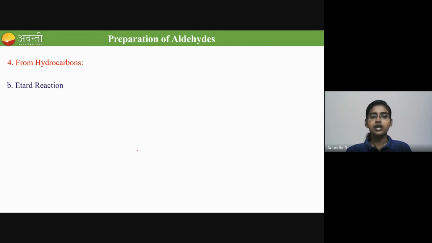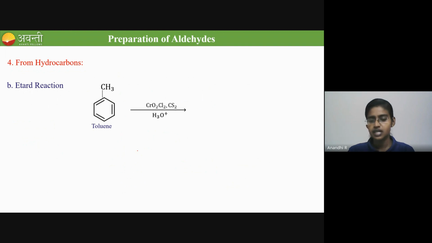Now, how to prepare the aldehydes from the hydrocarbons? The first method we used was ozonolysis, and the second method is the Etard reaction. So what is the Etard reaction? Basically, we take toluene as the reactant. Toluene has the C6H5CH3 component in it, and this toluene on treatment with CrO2Cl2 and CS2. CrO2Cl2 is chromyl chloride, and it forms an aldehyde, which is called benzaldehyde. That is, the CH3 part is getting converted to the CHO part.